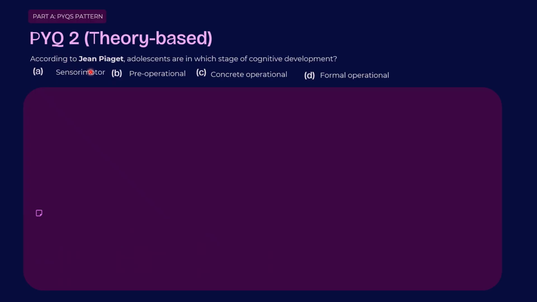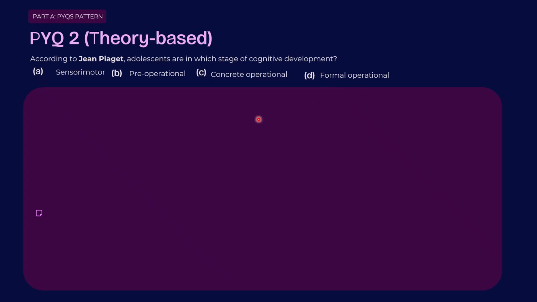Next question is: according to Jean Piaget, adolescents are in which stage of cognitive development? A. Sensory motor, B. Pre-operational, C. Concrete operational and D. Formal operational. So here the answer is option D, that is formal operational stage.